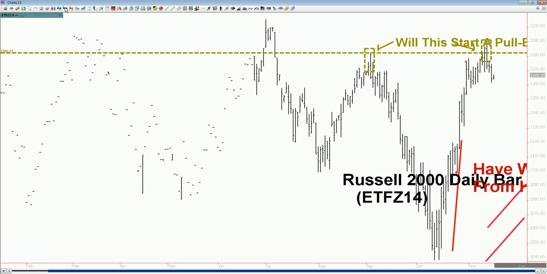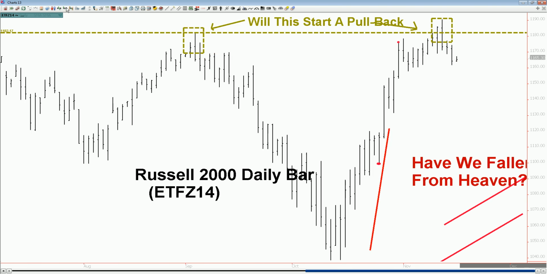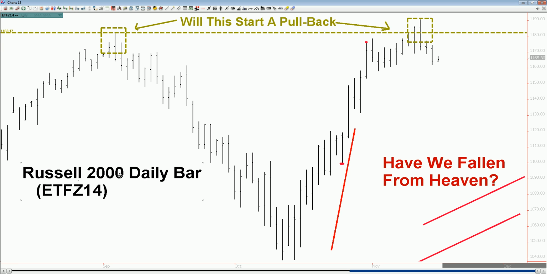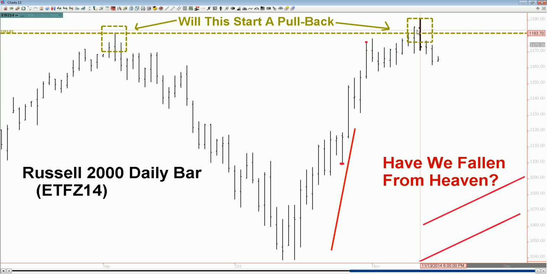Traders, this one I think you're going to find a little bit troublesome. This is our Russell, the E-mini Russell or the Russell 2000. Will this start a pullback? Is this going to be recognized as the double top? Because you don't have to have an exact double top like what it would be at this line to be a double top. It just has to be a market that goes up to about the same area and then dumps. Now this is where Russell is right now.